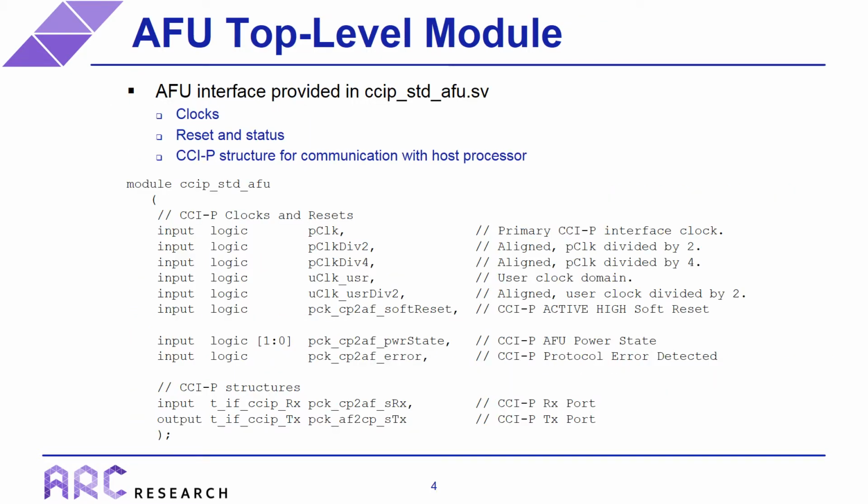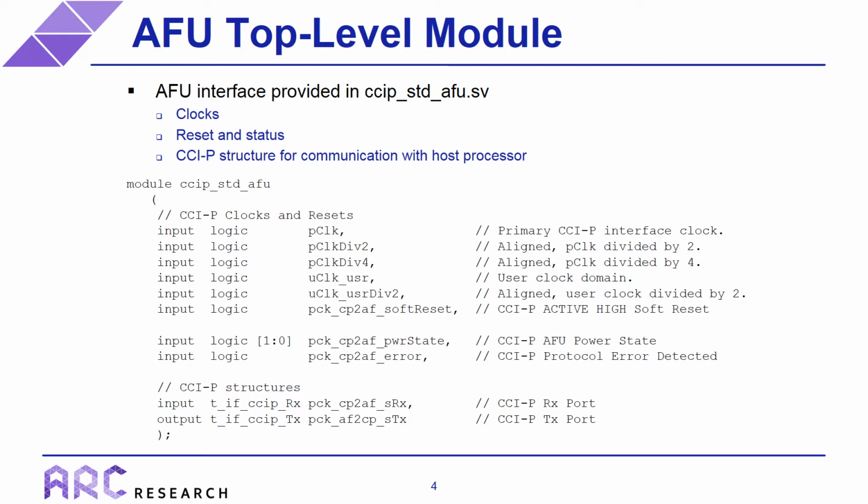So when creating any AFU using registered transfer level code, unless you change some configuration settings that I'll talk about later, the top level interface for that AFU is going to be provided in this CCI-P standard AFU SystemVerilog file. What this does is it basically provides you with the basic interface to the AFU that consists of clocks, resets, and some status signals, but most importantly for the purpose of these slides, this interface is what provides you with the CCI-P structure that enables communication with the host processor.